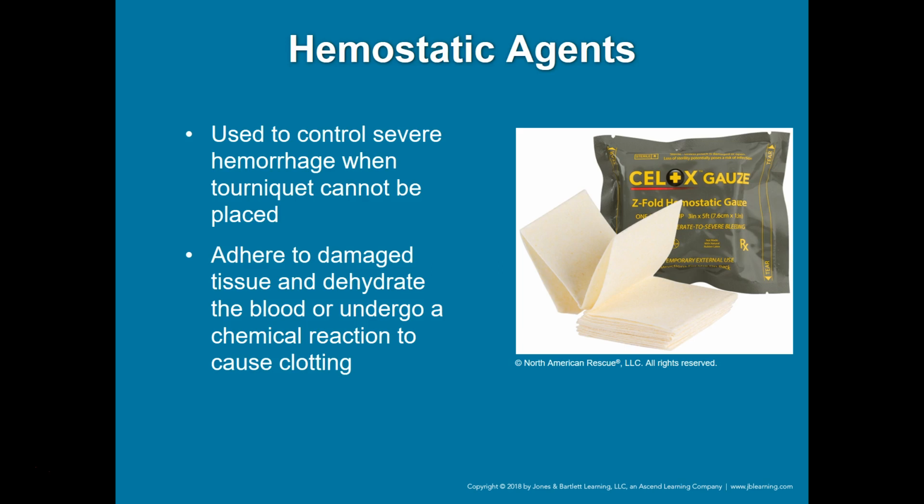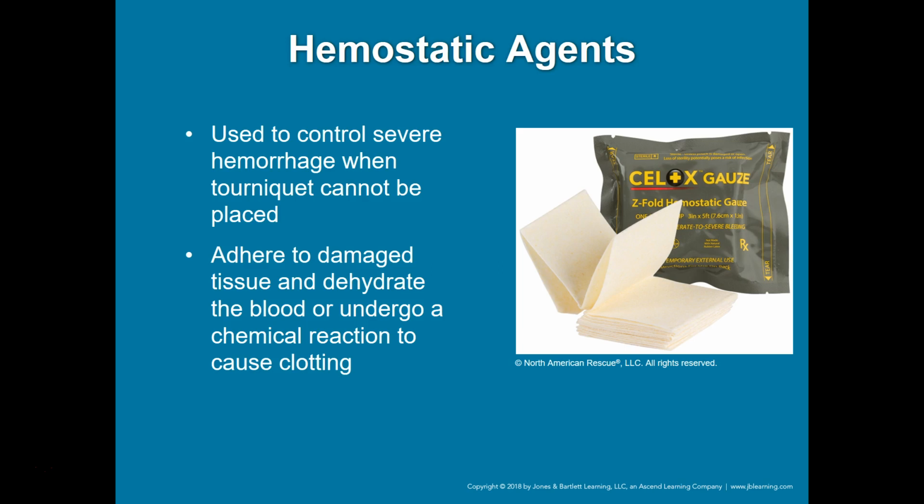A hemostatic agent. A lot of these came from the military, and these work well, especially for gunshot wounds. It's used to control a severe hemorrhage when a tourniquet cannot be placed. So let's think about times when a tourniquet can't be placed. You have a femoral injury. You have someone who has a laceration to their inner thigh.